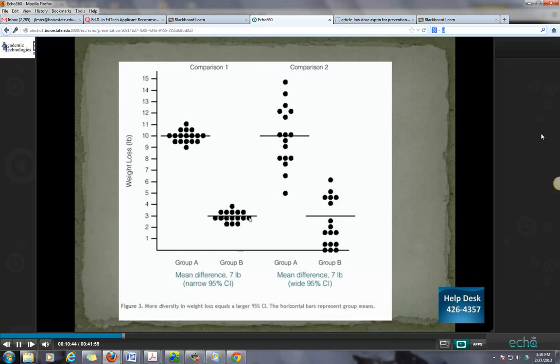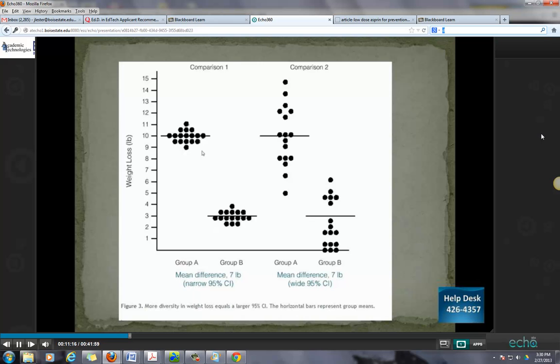In this, we had 3 plus or minus 1 pound. In this study, we had an average of 10, but the standard deviation was plus or minus 5 pounds. And in group B, the average was 3 pounds, but the standard deviation was plus or minus a pound. So I think you could agree this one would have much more precision, and we would have a narrower confidence interval. If all of the data clustered this tightly, it would give us a narrow confidence interval.